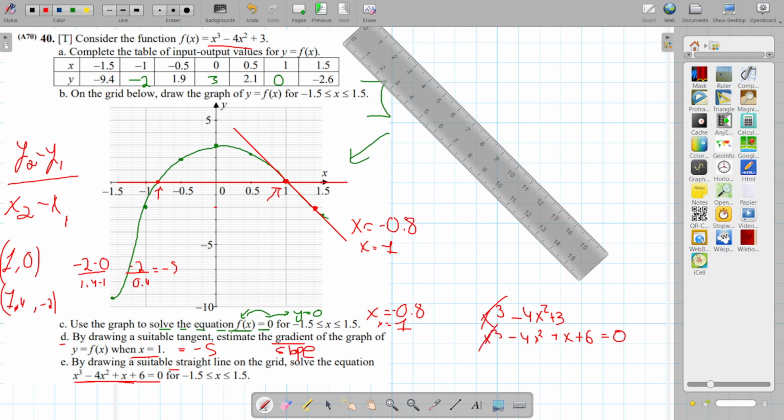x cubed cancels with x cubed, minus 4x squared with minus 4x squared. The 3 and 6 combine, but you're going to be left with plus 3, and obviously you have x plus 3 left. So x plus 3 equals 0.